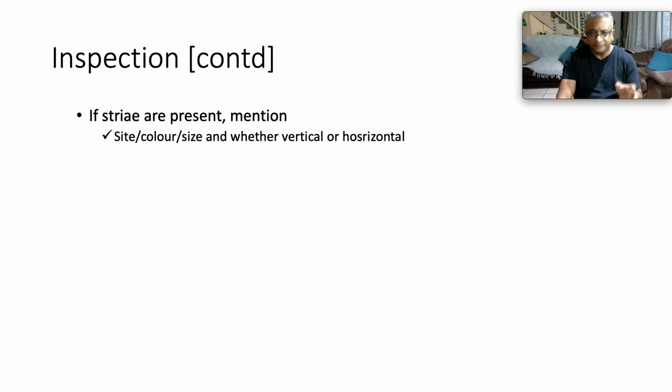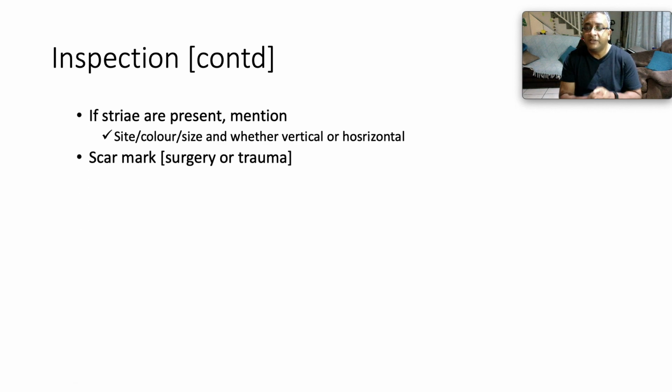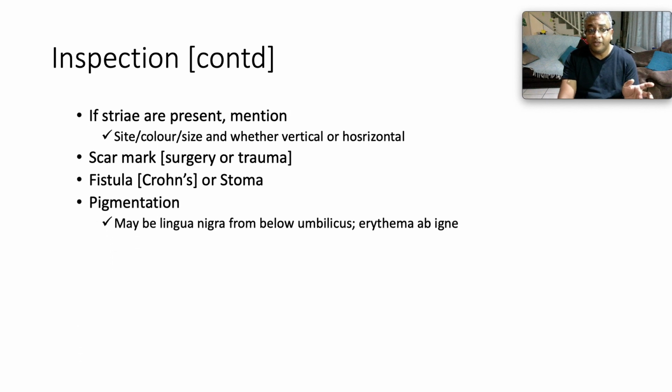We'll talk about that. If there are striae present on the abdomen, you mention the site, the color, the size, and whether vertical or horizontal. Remember, livid, wide striae, right, usually indicates Cushing syndrome, or it's part of the stigmata that you want to expect with Cushing syndrome, right? However, striae can also be caused by rapid weight loss recently and a whole lot of other causes. If there are any scar marks from surgery or trauma, you want to mention that. If there's a fistula, usually the result of Crohn's disease, or a stoma, you want to mention that.